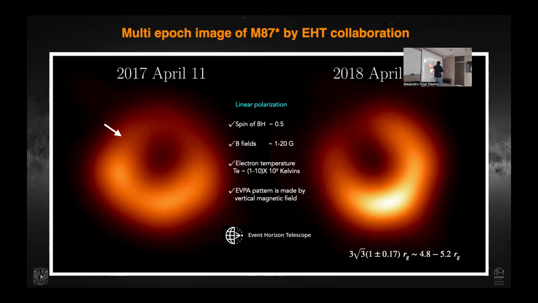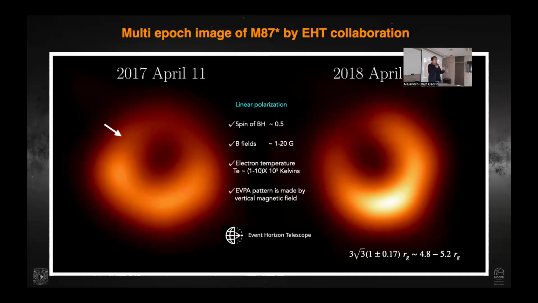We also have magnetic fields close to the black hole in the accretion disk from 1 to 20 Gauss. Of course, for people who are doing neutron stars, this is very low, but for us in supermassive black holes, this is highly magnetized plasma. And then we can also estimate the electron temperature, which is around 10 to the 9 kelvins. This is very, very hot plasma around the black hole. 10 to the 9 Kelvin, yes. It's very hot. And then we also have the electric vector position angle.